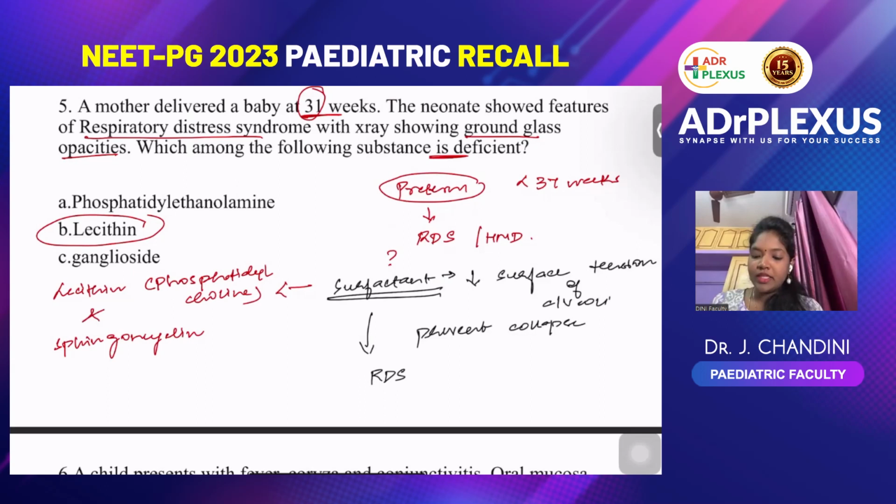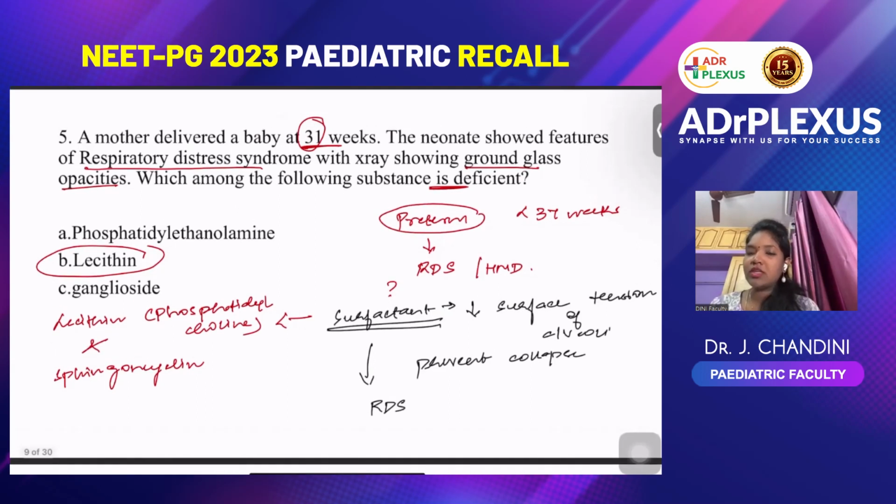Phosphatidylcholine and sphingomyelin. These two are the substances that act as a surfactant and reduce the surface tension.